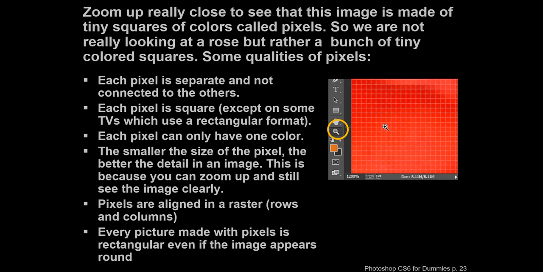This type of image is called a raster image. A raster meaning rows and columns. And that's how Photoshop works in a raster situation. And every picture is made with pixels, and it's rectangular. Even if the image seems to be round, it's not really round. It's still a rectangular image. It's just that the corners of that image may be invisible elements, like that checkerboard we saw.